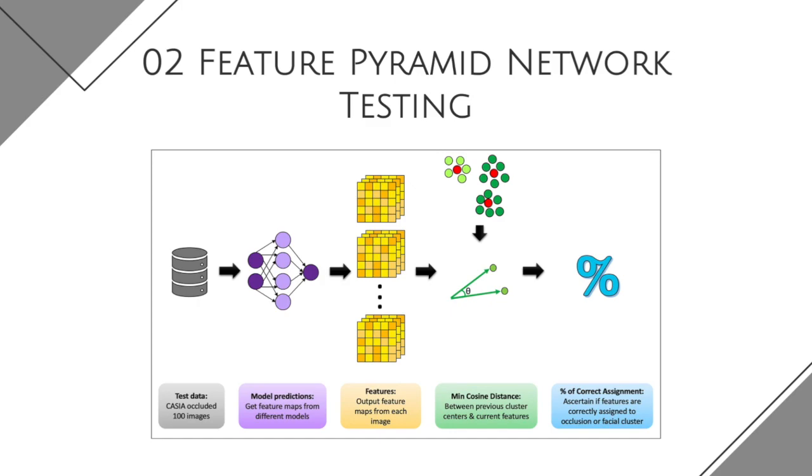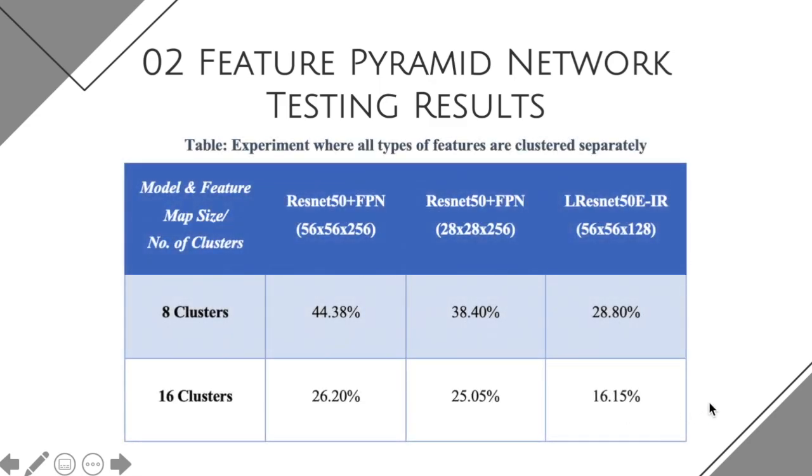Therefore, we choose to cluster the noise and clean features separately and obtain the cluster centers, as shown here. Then we test on another unseen 100 images, which are occluded purposefully as described earlier, pass them through the model, get feature maps, and then calculate the minimum cosine distance between the previous cluster centers and the current features. From this, we can get the percentage of correct assignments, which ascertain if the features are correctly assigned to the occlusion or the facial cluster. The results of this look as follows.